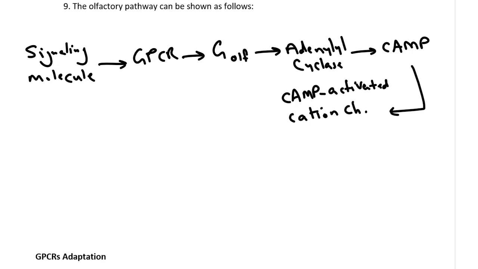This will lead to the depolarization of the membrane, which will lead to an action potential being generated. And that is if the PSP is past threshold. And that's the olfactory pathway. That is how you smell.